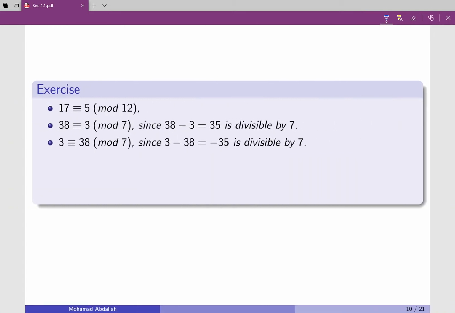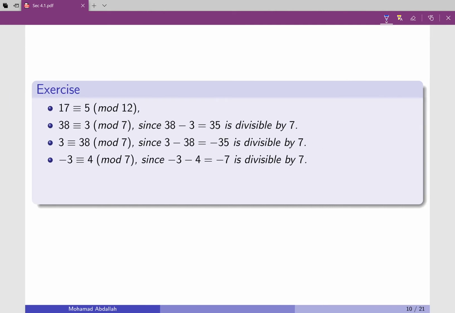3 is congruent to 38 as well. So I want you to see here that it doesn't matter, it's like the equality. It doesn't matter if you say a equals b or b equals a. Here it's the same. It doesn't matter if you say a is congruent to b modulo m or b is congruent to a modulo m. So switching the order doesn't matter here.